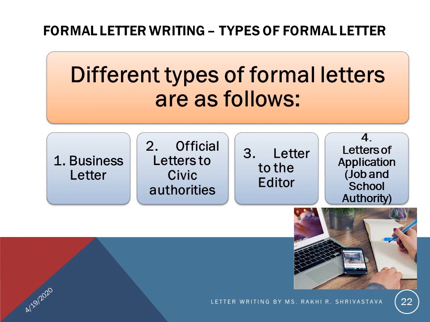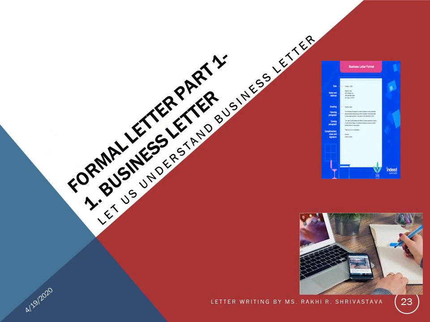Now, after learning about the marking scheme, we should know the different types of formal letters which are in the syllabus of class 12th. Number 1, business letters. Number 2, official letters, that is, official letters to civic authorities and organizational institutions. Number 3 is letter to the editor, and number 4 is letter of application, especially job application or application to authorities. Today in this particular session, we are going to discuss in detail about business letters. The other 3 categories we will take up in subsequent sessions.